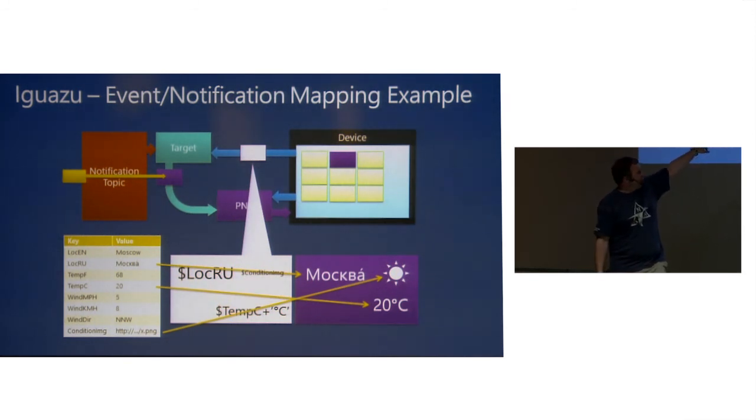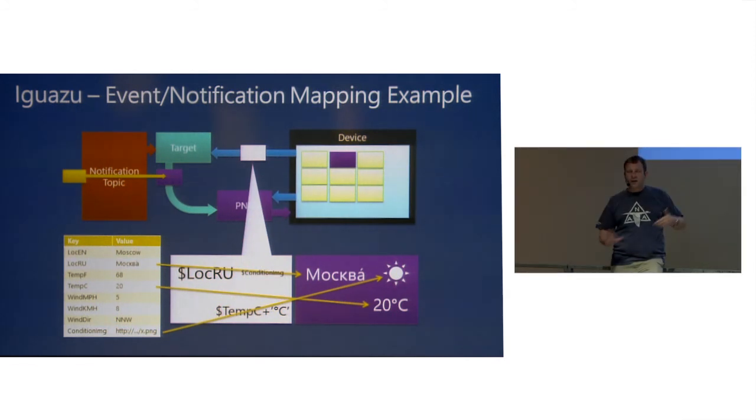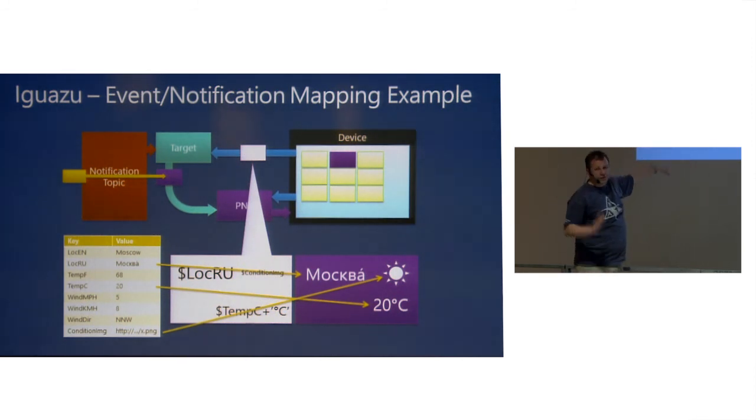So you just say $location in Russian, and $condition image, and $temperature in Celsius. So these replacement strings, and then you use one extra API that we give you, which takes the target URI, the channel URI, plus that template, which you've defined with a normal Win8 API, and you give that to us. As we get a message, we take the key value pairs that you give us, and we map them into this template that you gave us on a per device basis, right?